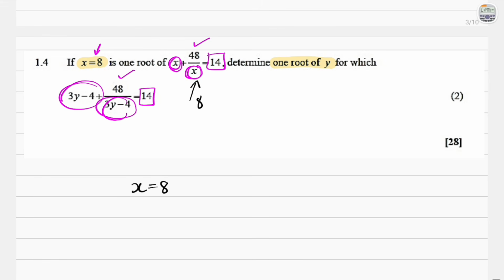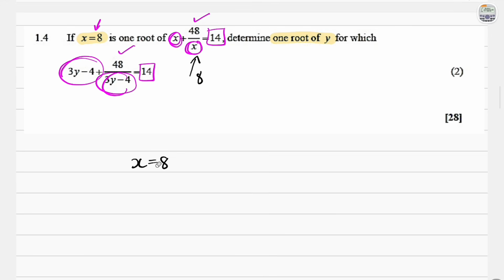A root is an x-intercept. They're just saying if x is equal to 8 is one of the x-intercepts that you have, then find the other root in this equation. Because the equations are identical, we're just going to look at this 3y minus 4 as x. So if we knew that x was equal to 8, this was one root, then the root here would be found by saying, in place of x, just replace it with 3y minus 4, because that's what they did as well.